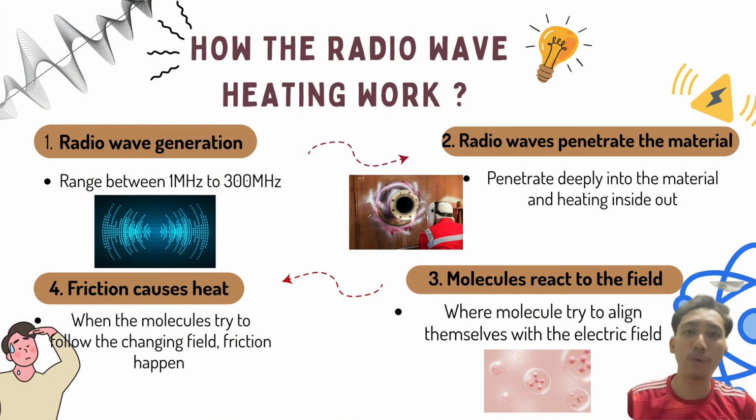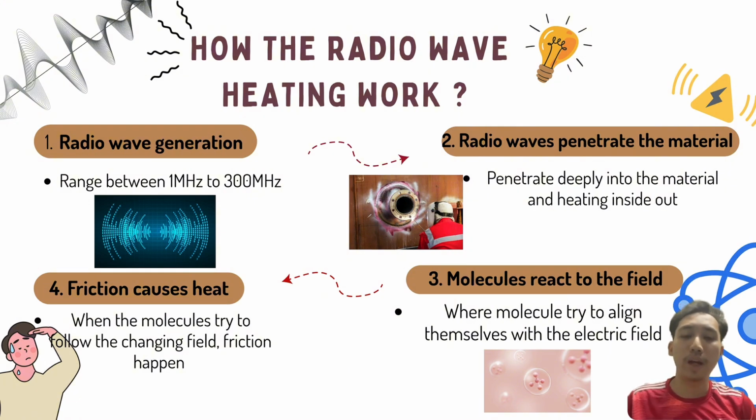Let's begin with how radio wave heating starts. First is radio wave generation. A radio frequency generator, or RF generator, produces electromagnetic waves in the frequency range of 1 to 300 MHz. So why this range? It is because this frequency is just right: high enough to excite molecular motion but low enough to penetrate deep into materials.